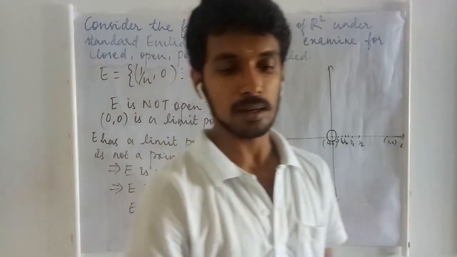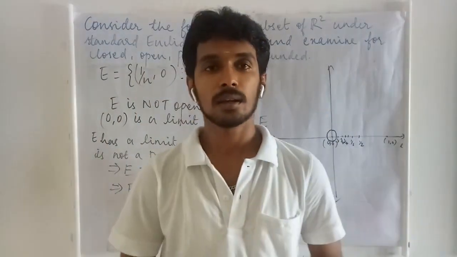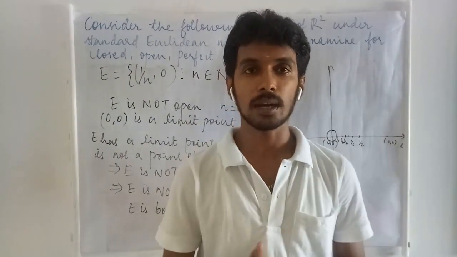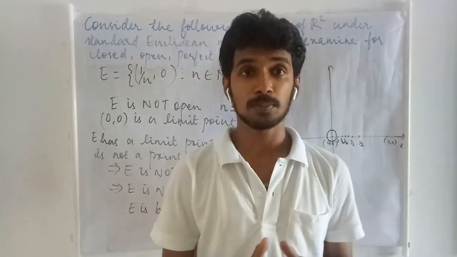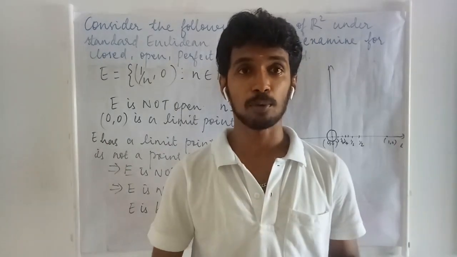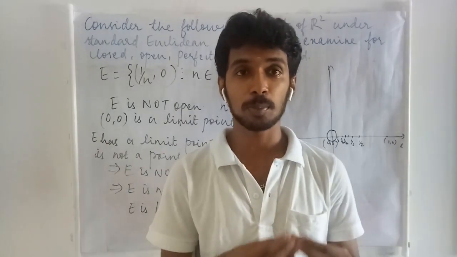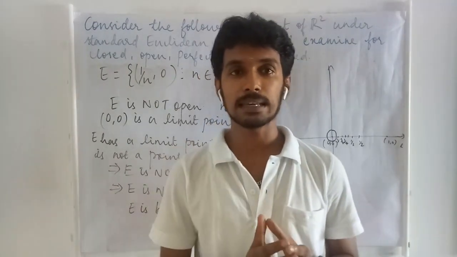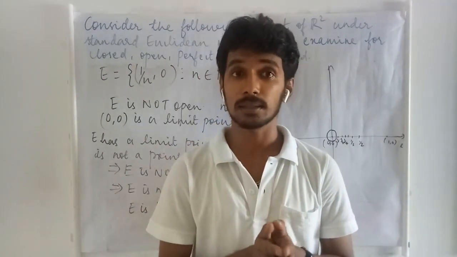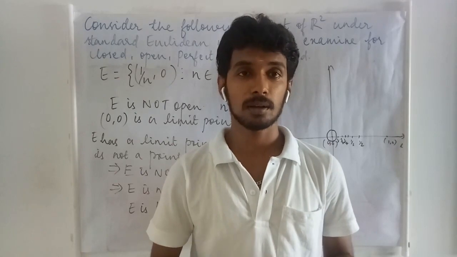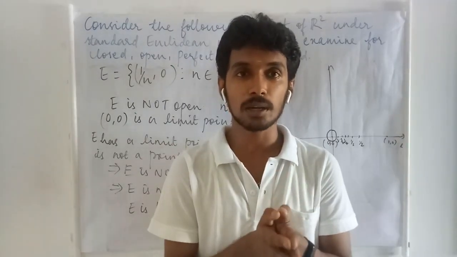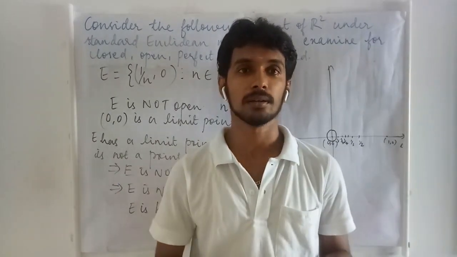Here in this example, we can remark on a point. There is a difference between a set having a limit point and a set having a limit point which is also a member of the set. So sometimes a set may have a limit point, but that limit point may not be a member of the set. So there is a difference between having a limit point and having a limit point as a member.